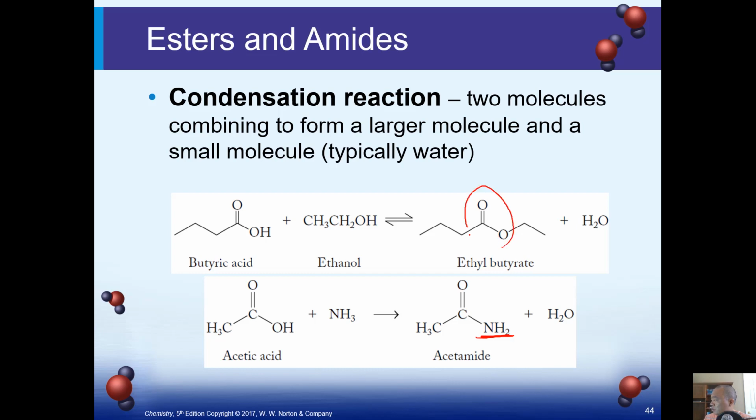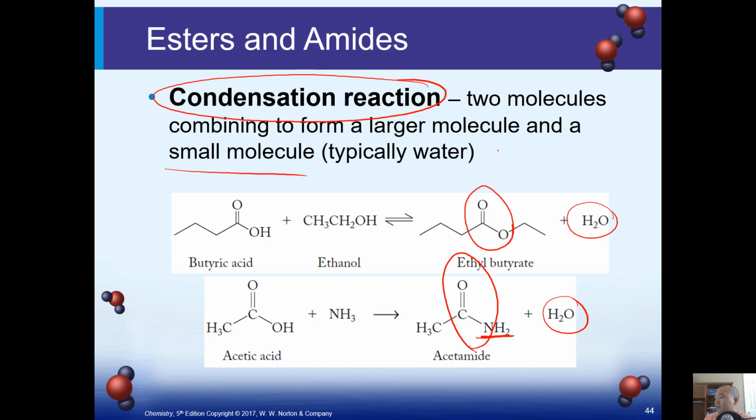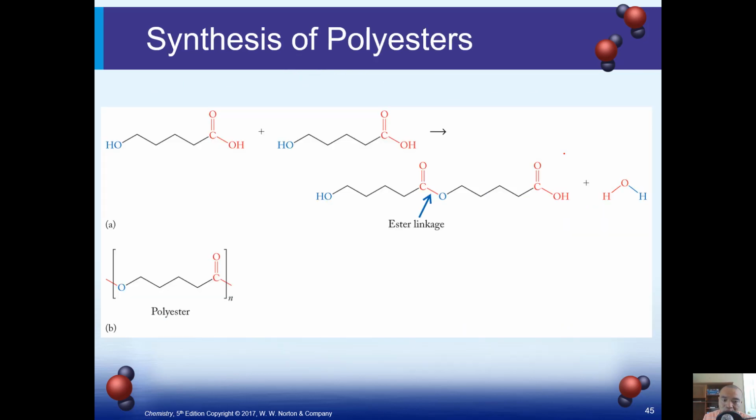This is an ester, this is the ester functional group, and this is the amide functional group. In this process, a small molecule like water is lost. And this process is called a condensation reaction. A small molecule is being lost in that process. The polymers of esters and amides typically have multiple functional groups. For example, here you also see an alcohol functional group.